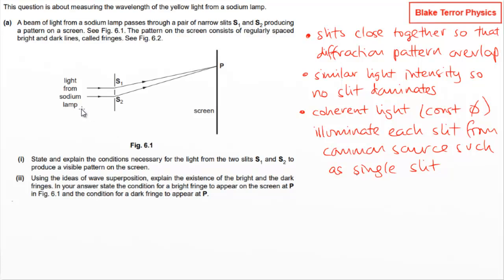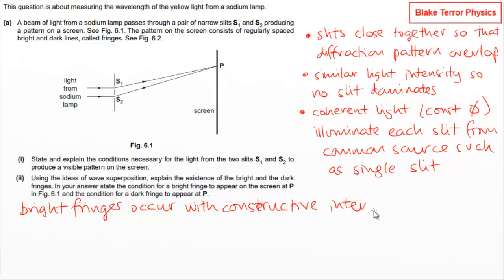Next bit: using the ideas of wave superposition, explain the existence of the bright and dark fringes. In your answer, state the condition for a bright fringe to appear on the screen at P and a dark fringe to appear at P. If we start with the bright fringes, bright fringes occur where we've got constructive interference at P. So that's the first thing we need.